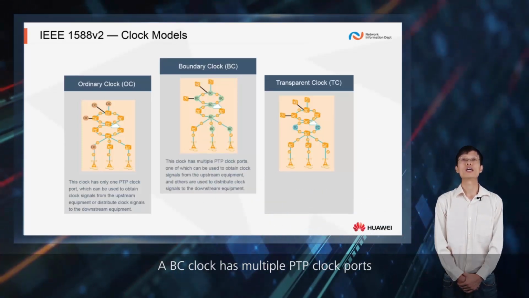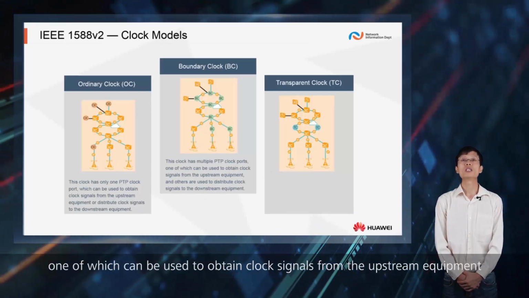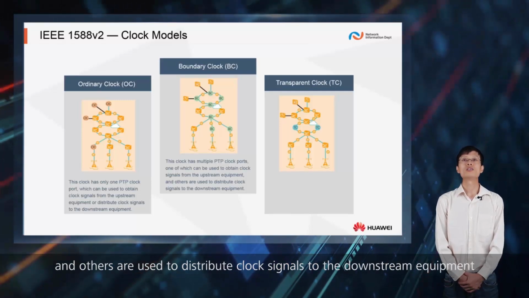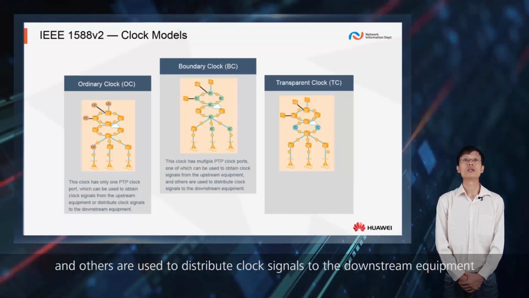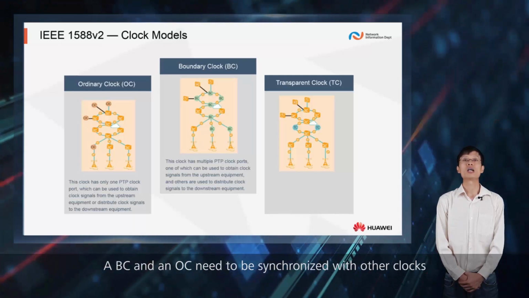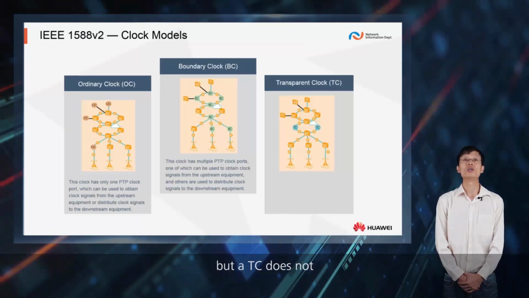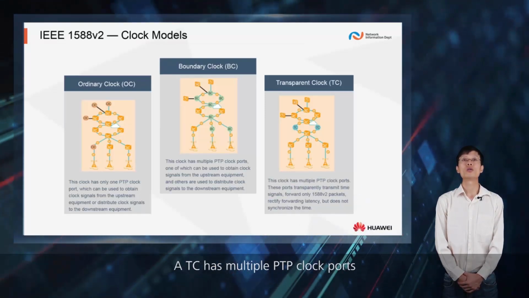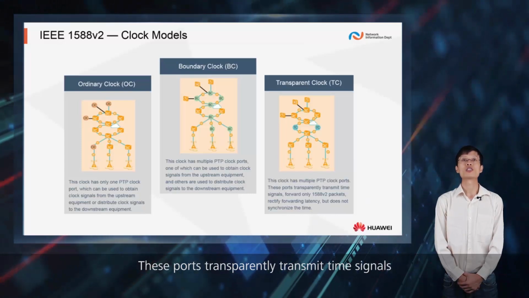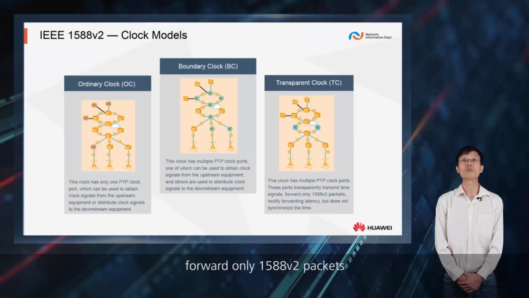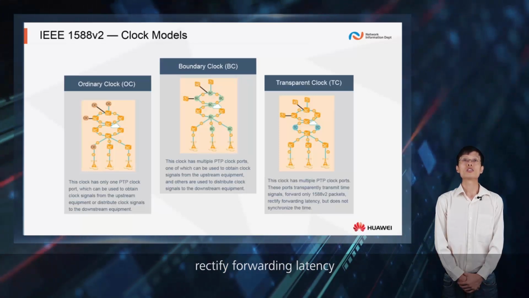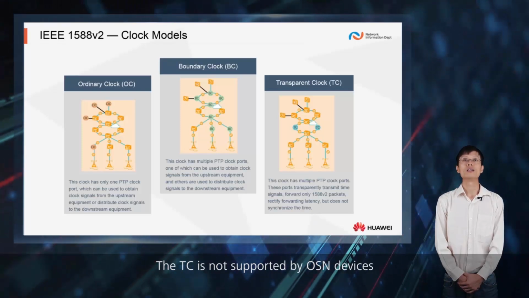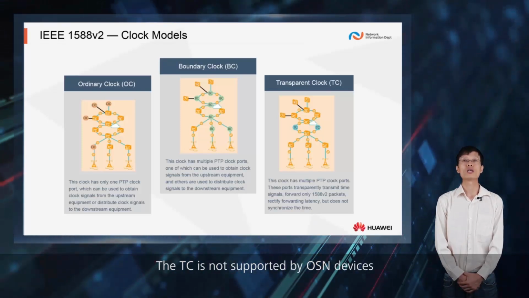A BC has multiple PTP clock ports, one of which can be used to obtain clock signals from the upstream equipment, and others are used to distribute clock signals to the downstream equipment. A BC and an OC need to be synchronized with other clocks, but a TC does not. A TC has multiple PTP clock ports. These ports transparently transmit time signals, forward only 1588 version 2 packets, and rectify forwarding latency, but do not synchronize the time. The TC is not supported by OSN devices.